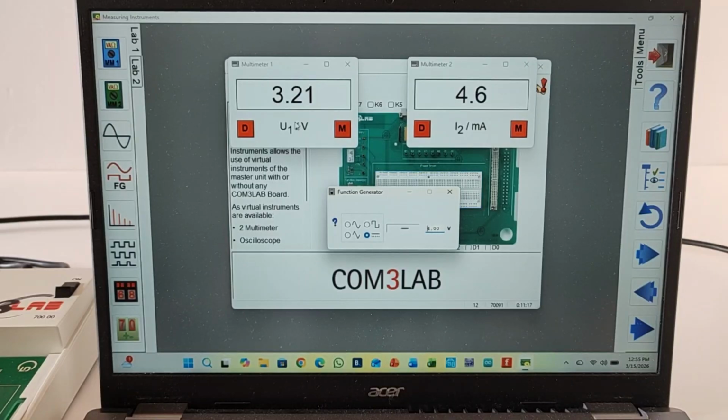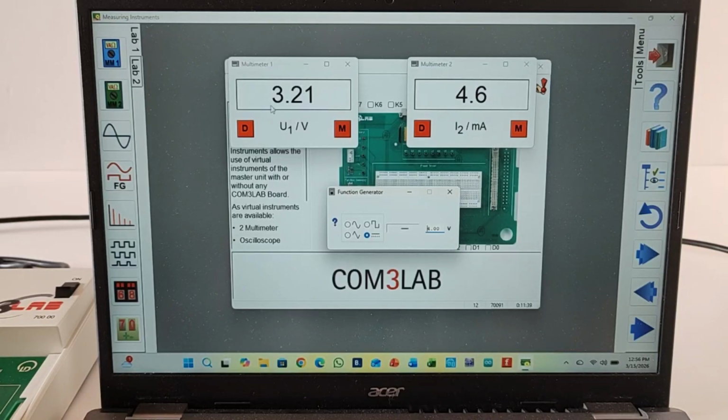Now, see right here, the voltage across the load is now 3.21 volts. Same voltage across the diode. Now, the Zener diode current is now at 4.6 milliamperes. That's a significant value for the current now. It's in milliamperes now. Now, why is that so?